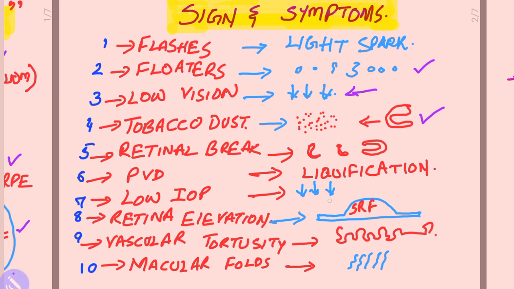Low intraocular pressure is very common, the eye gets soft. Then there will be retinal elevation, which is subretinal fluid that is present. With vascular tortuosity, the red blood vessels become very tortuous and irregular, as you can see here. Macular folds appear, which means the macula is off and the visual prognosis is not very good.